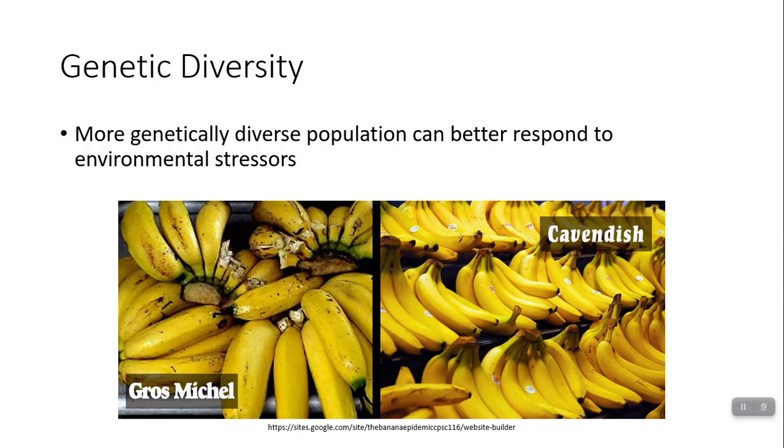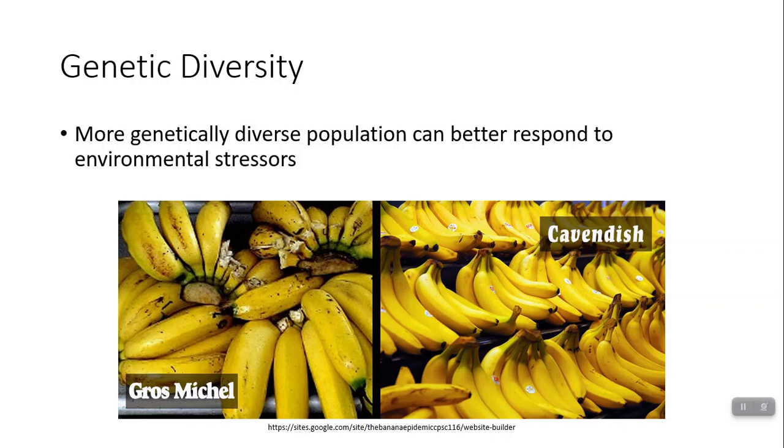One Cavendish banana is probably going to have pretty much the same exact genome as the next Cavendish banana, whether you buy that banana in the United Kingdom or here in Dallas. They're all genetically the same. And unfortunately, there are other diseases out there. In fact, there's another variety of the same fungus that took out the Gros Michel that's starting to attack Cavendishes.